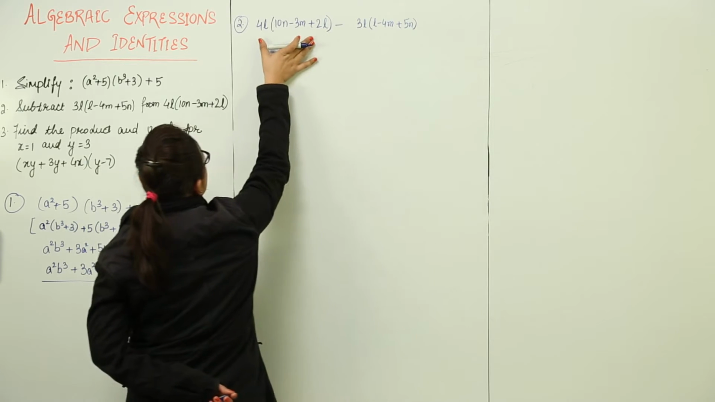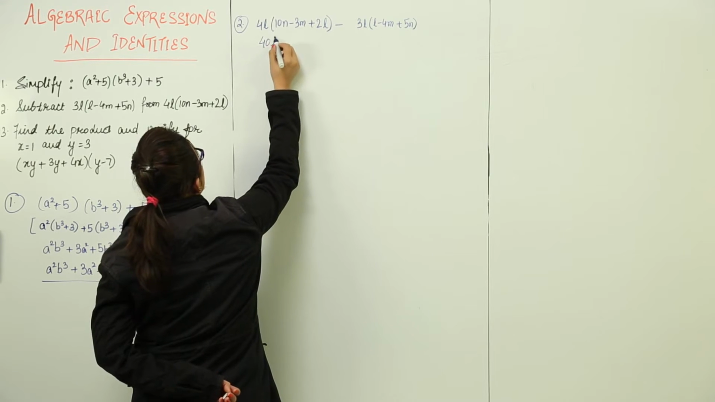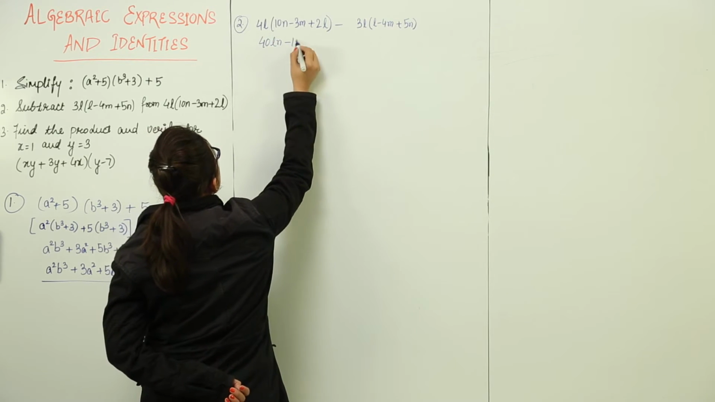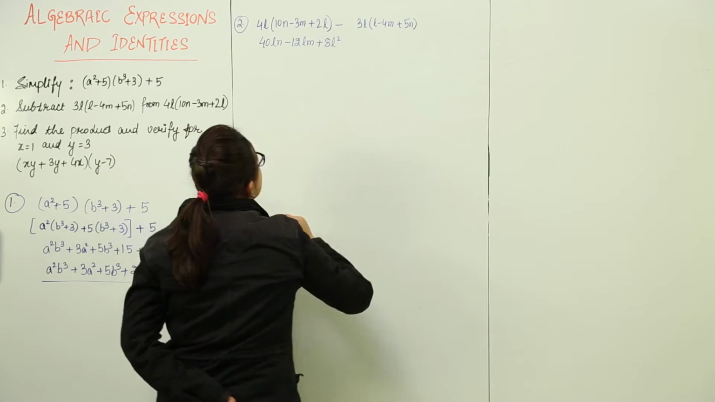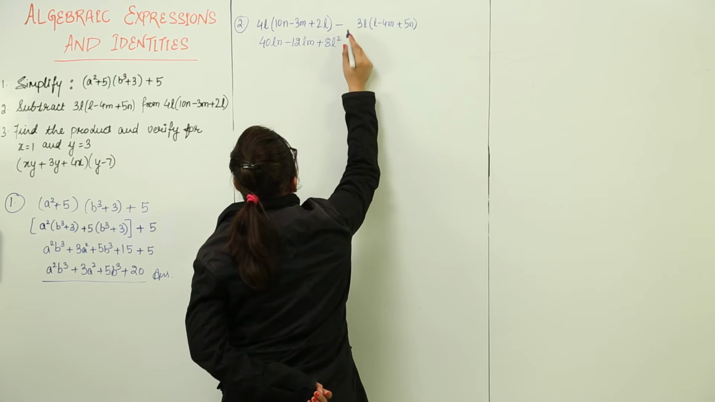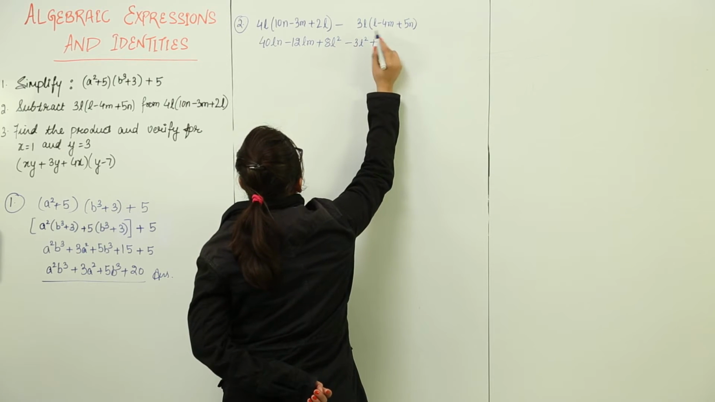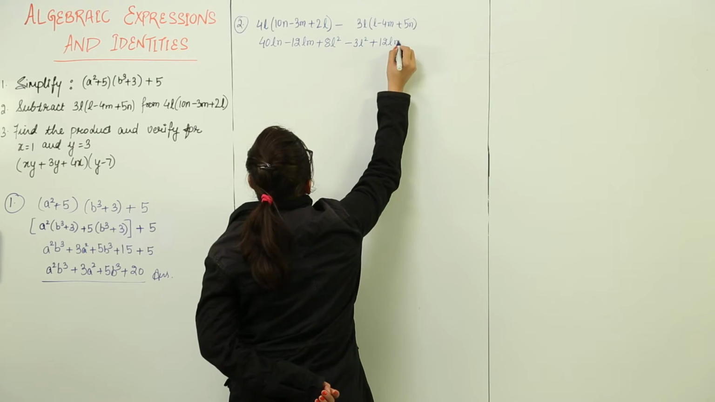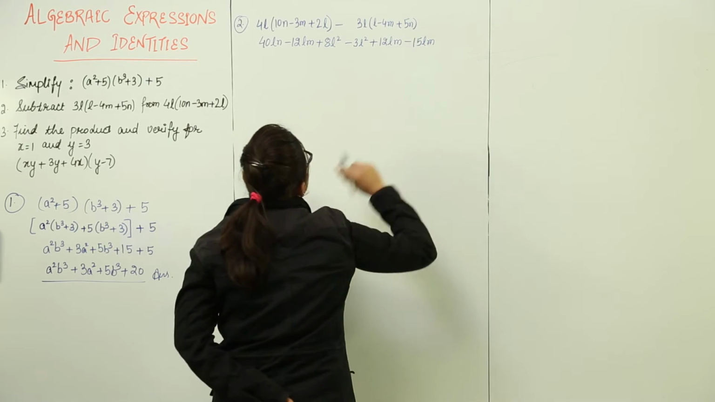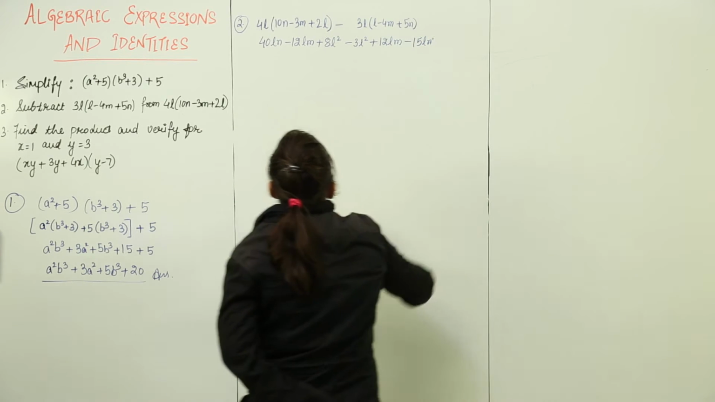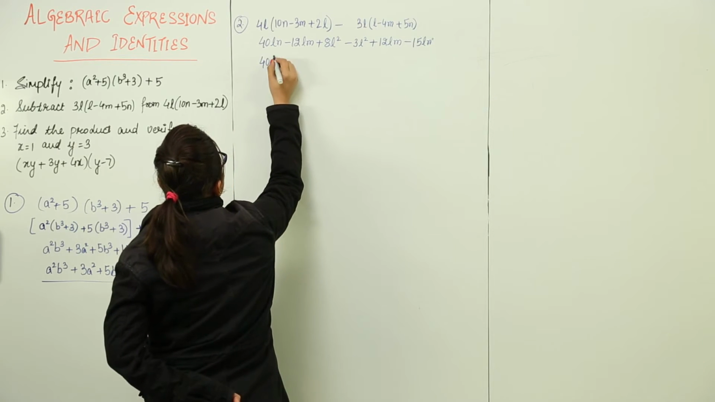Now let us start solving the first term here. 4l into 10n becomes 40 ln, minus 4 3s are 12 lm, plus 4 2s are 8 l square. Similarly, over here we multiply the terms. 3l square, minus minus becomes plus, 3 4s are 12 lm, minus plus minus 3 5s are 15 ln. Now we can identify our like terms and group them together for the solving purpose.